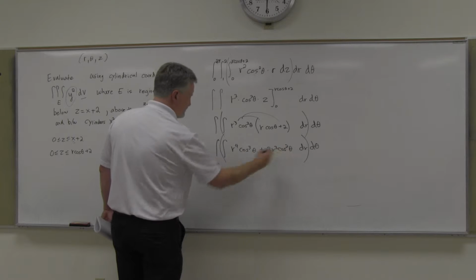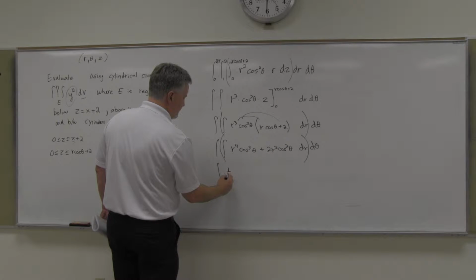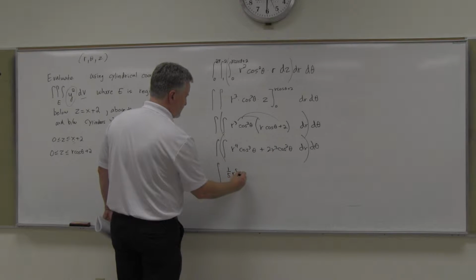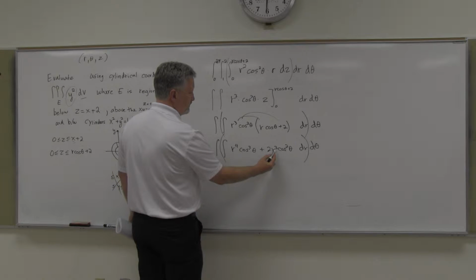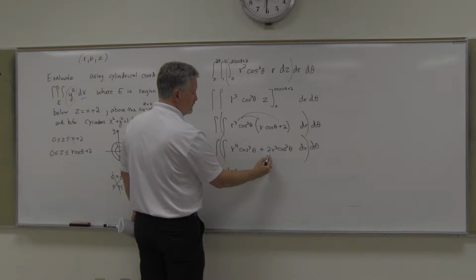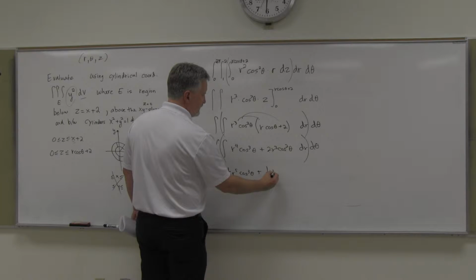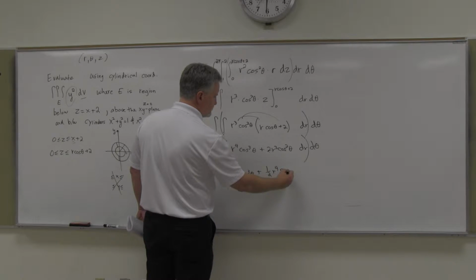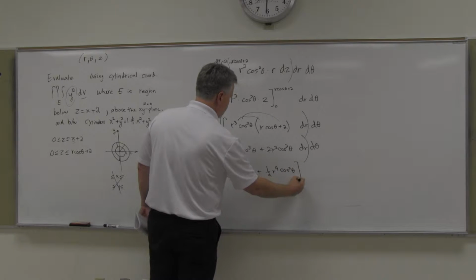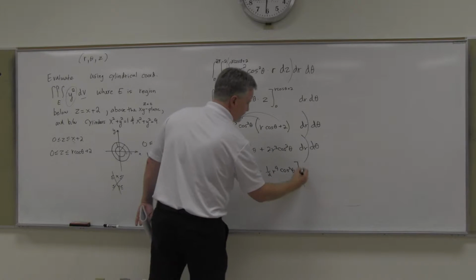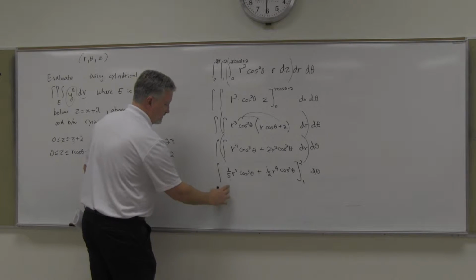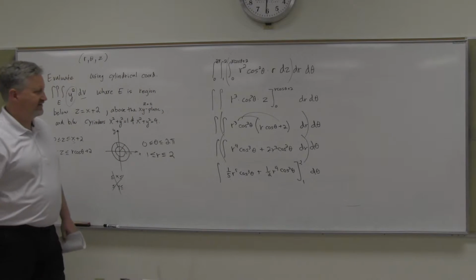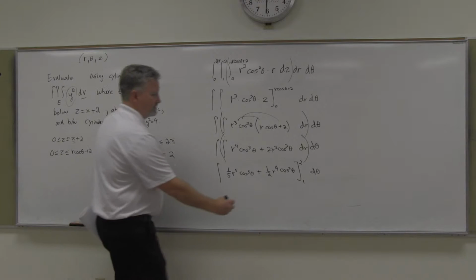So that would be 1/5 r to the 5th cosine cubed theta plus 1/4, 2 times 1/4, so it'll be a half r to the 4th cosine squared theta, and the r's go from 1 to 2. So far not too bad. I think we saved the best for last. Yeah, these are r's.